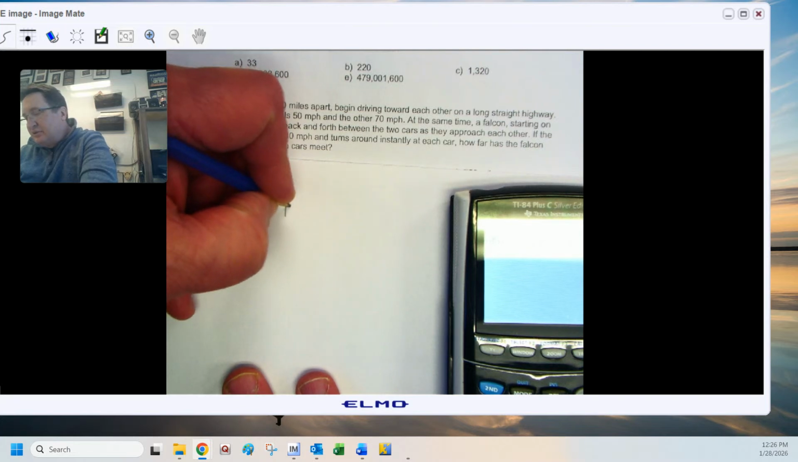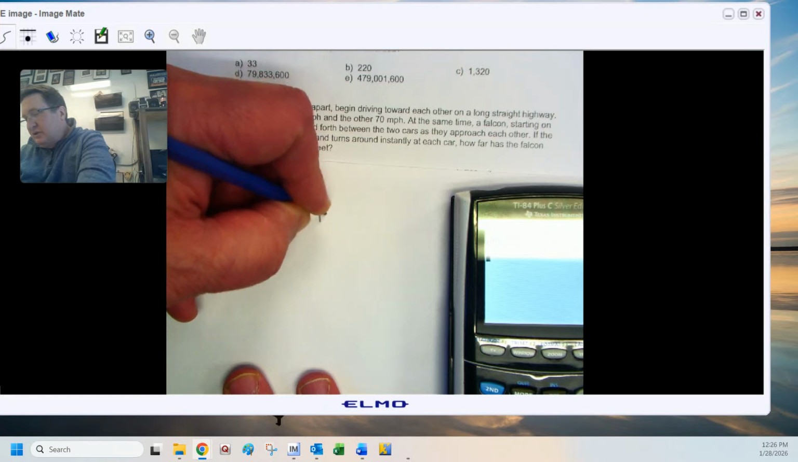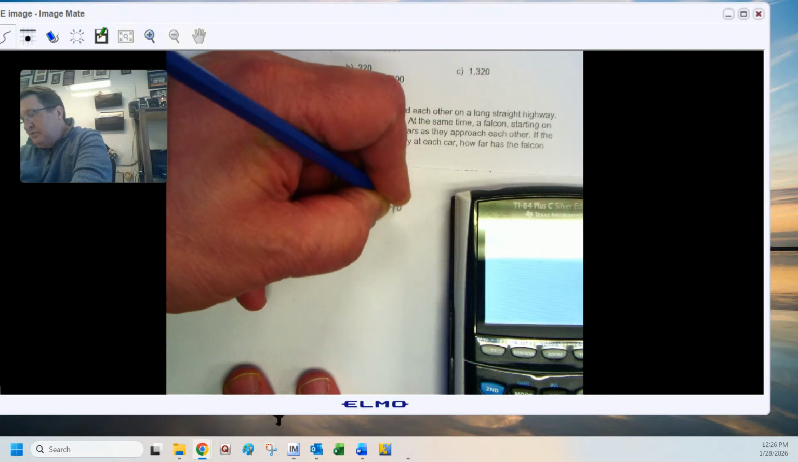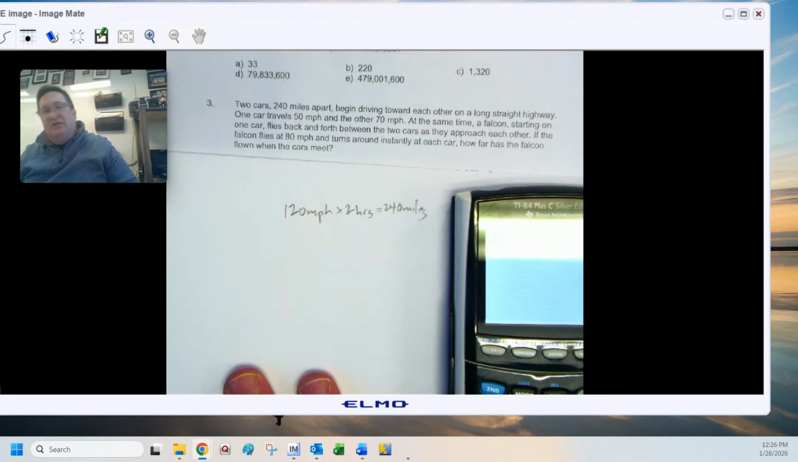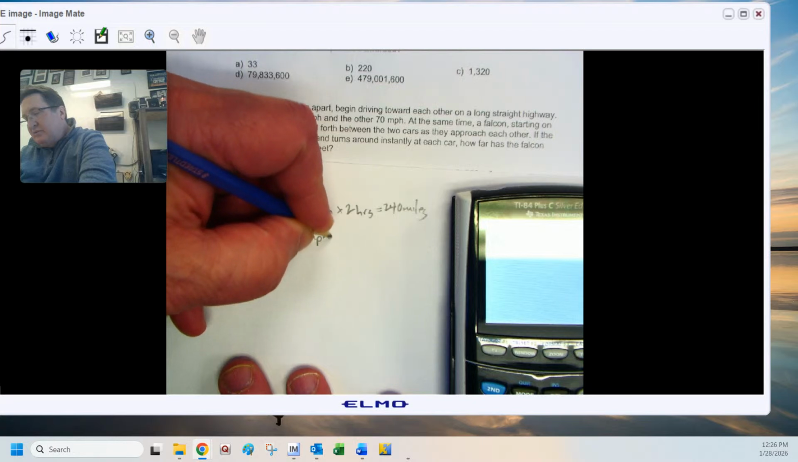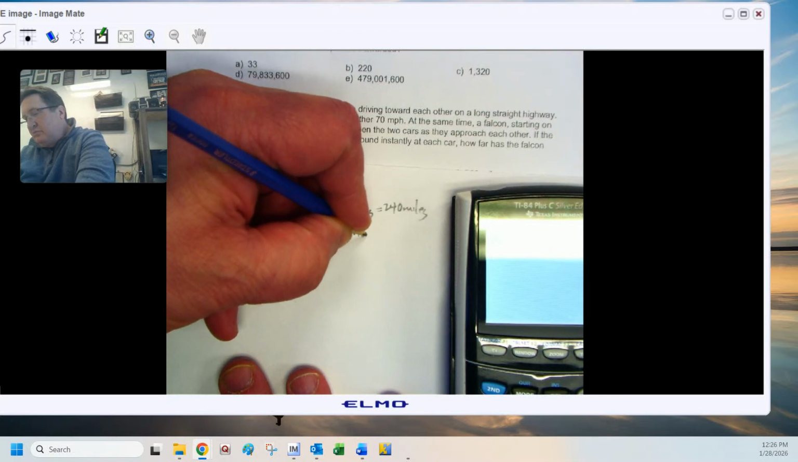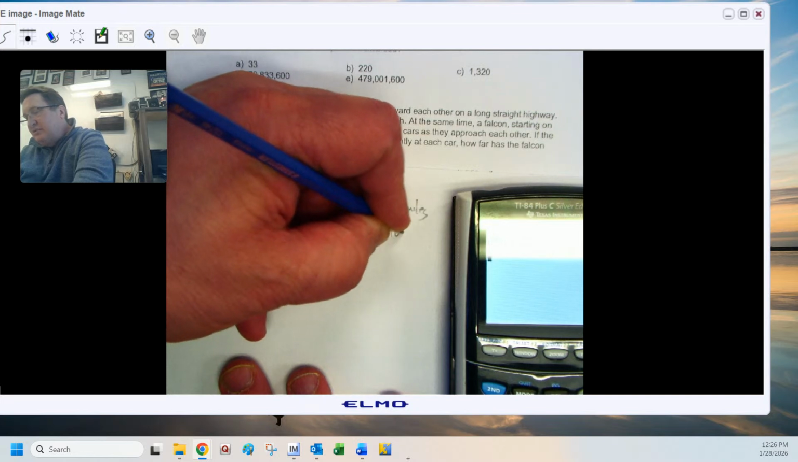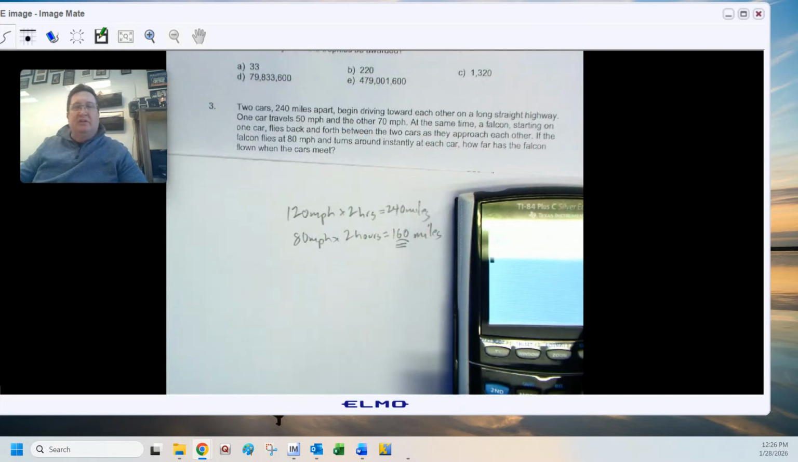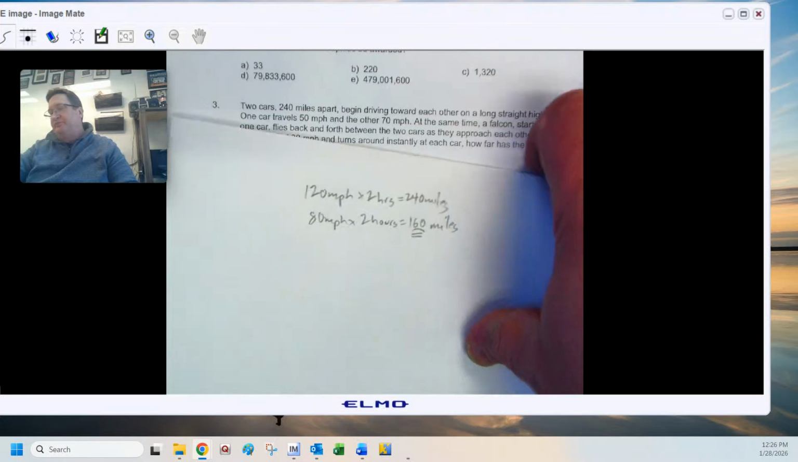And so 120 miles an hour for 2 hours is 240 miles. And so it takes 2 hours for them to meet. And so then you say, well, geez, the falcon is going 80 miles an hour the whole time. So 80 miles an hour for 2 hours is 160 miles. And then you can move on to the next problem.